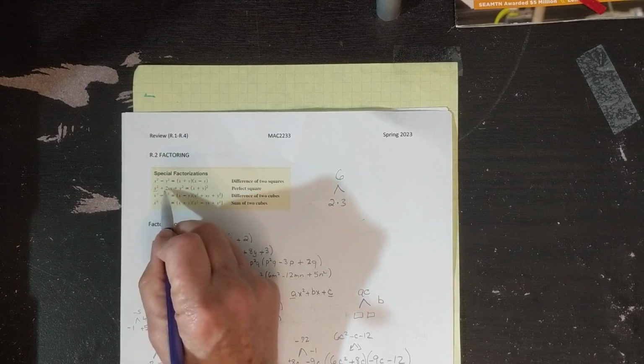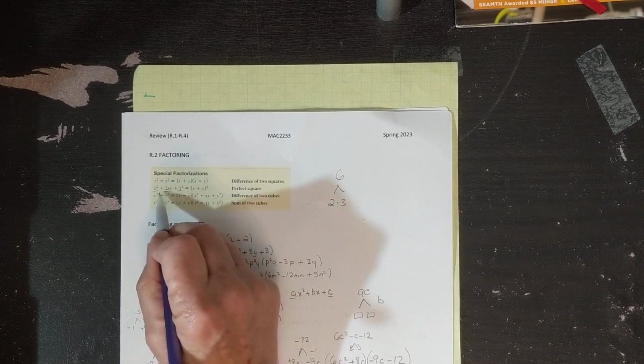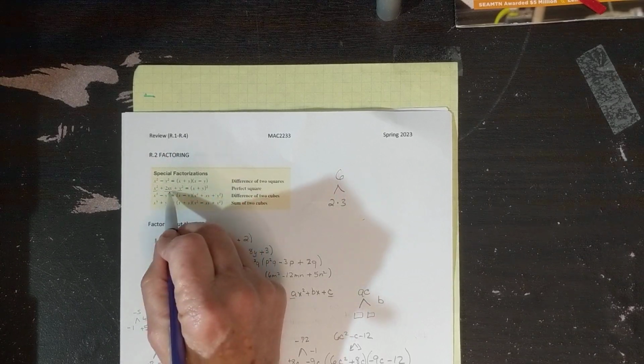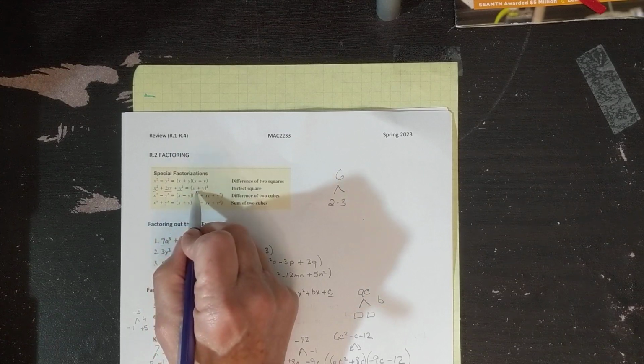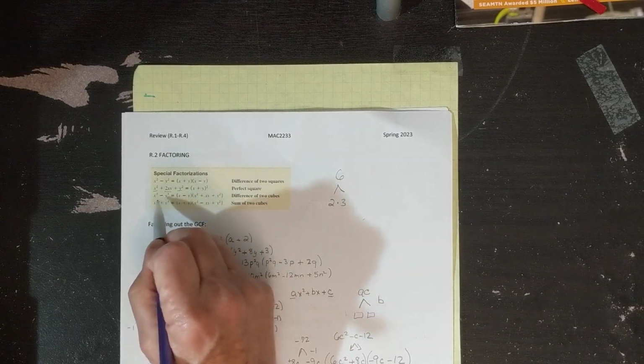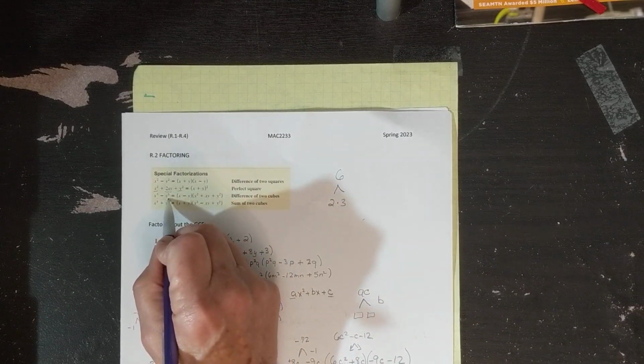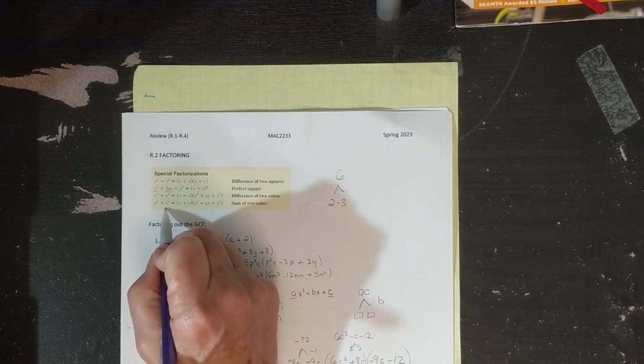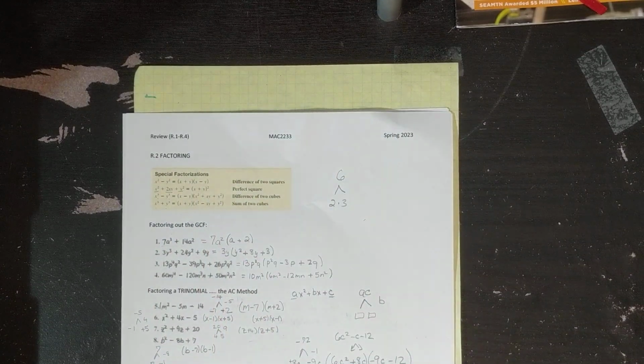Now, this is also a trinomial, so I don't ever look at a formula to do this. I just use the AC method, and I get x plus y times x plus y, and I realize that's x plus y squared. This is the difference of 2 things cubed, and this is the sum of 2 things cubed. Today, I'm just going to be looking at squares.